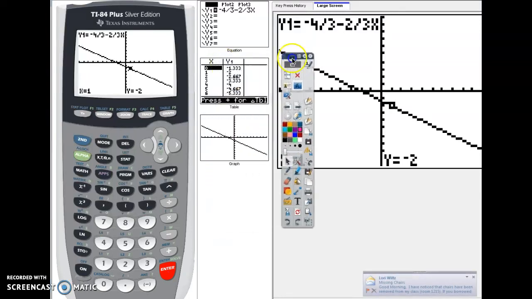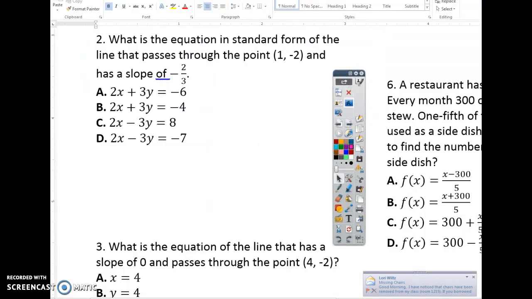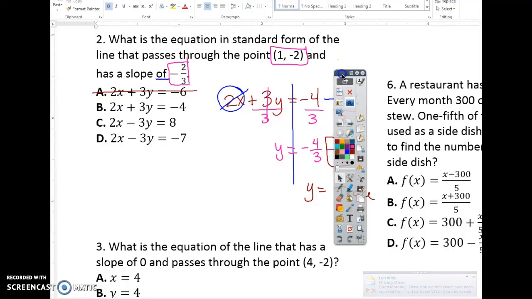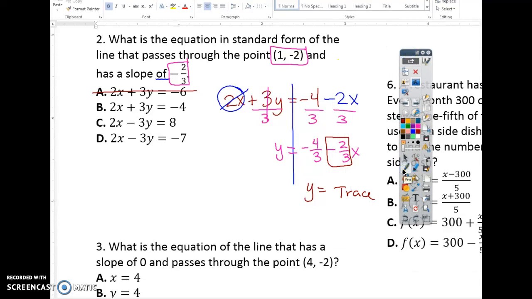So what I would do on those questions, I would just go one at a time, okay, until you get the answer. Because if you go and you solve all of them for y, that's going to take up some time. And then you go and you put all of them in y equals trace, that's going to take some time, especially if the answer was A or B. So for this one, the answer was B. Okay?